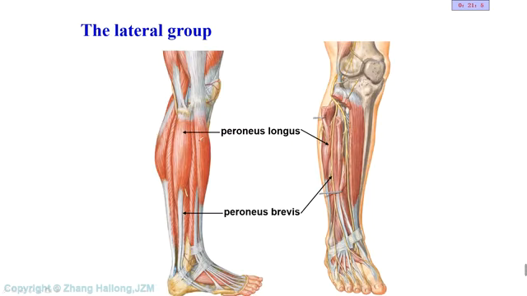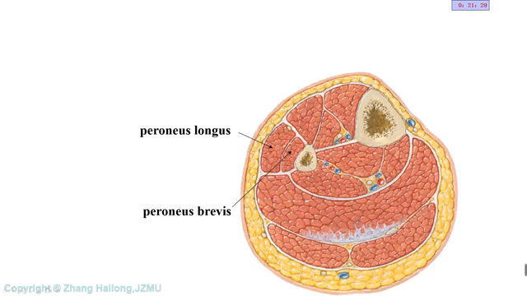On the lateral side, there are two muscles, peroneus longus and peroneus brevis. One is long, another one is short. You see these two muscles end on the lateral side of your foot and make your ankle move laterally, which is eversion. Here are the peroneus longus and peroneus brevis on the lateral side of the fibula.